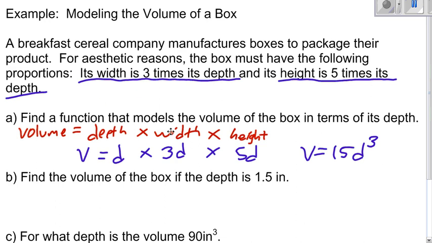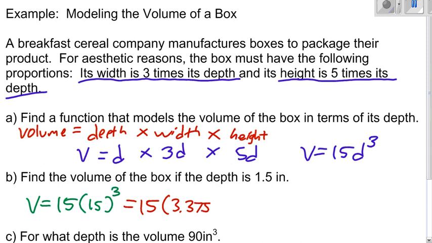Find the volume of the box if the depth is 1.5. So then our volume will equal 15 times 1.5 to the third, which is 15 times 3.375, which is 50.625 inches cubed.